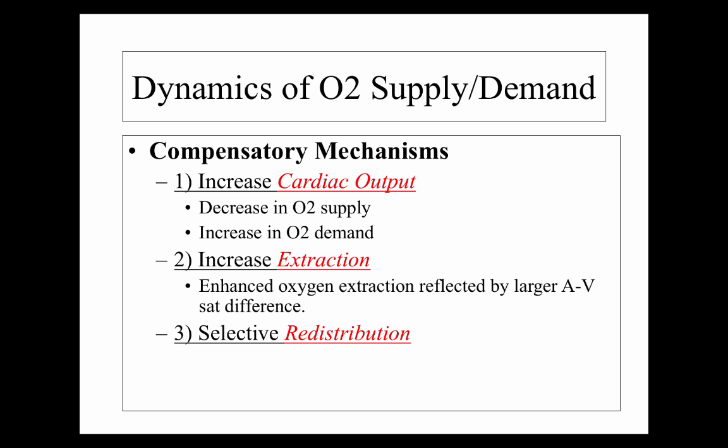Physiologically, there's something called selective redistribution. This occurs when the oxygen supply is so low that the body begins to prioritize which organs need the available oxygen the most, and of course, usually the brain will selectively be redistributed that oxygen. On bypass, it's less of a compensatory mechanism we have to worry about.